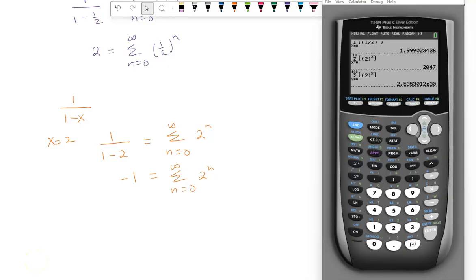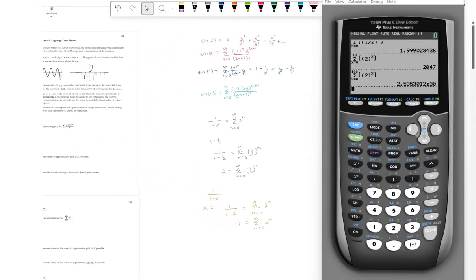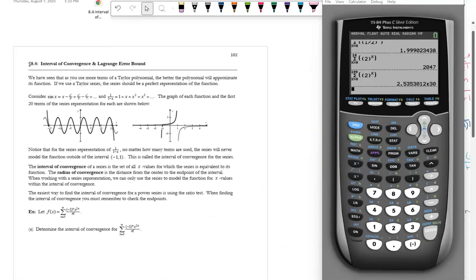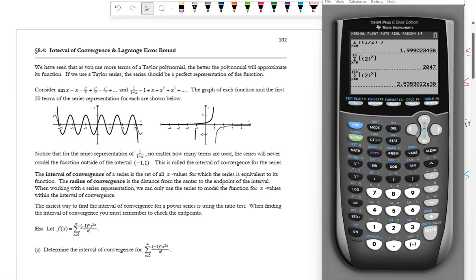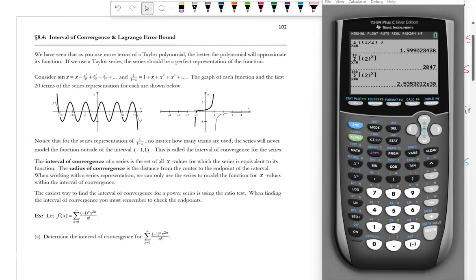So here's what we really need to understand here. Sometimes our series and our function are equivalent for all values of x. But sometimes our series and our function are only equivalent for certain values of x. And so what we're going to talk about in this lesson is how do we find which values of x make the function and the series the same? And we're going to look at that graphically for just a moment.